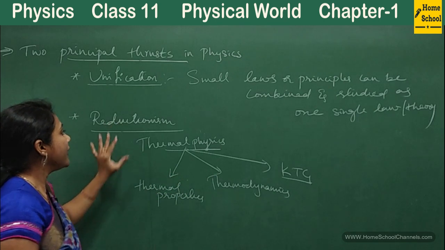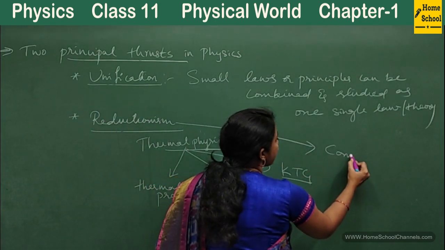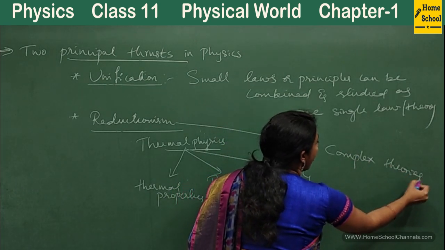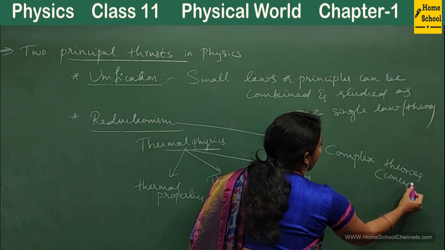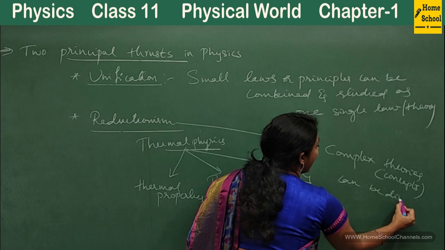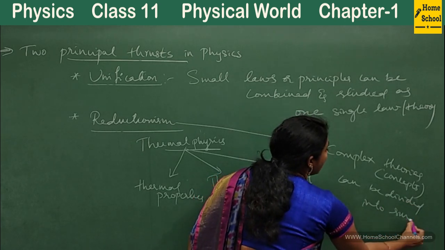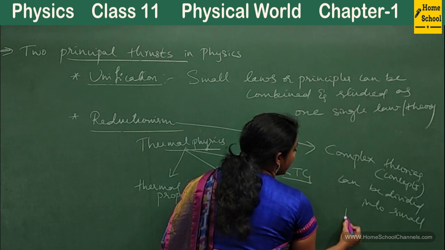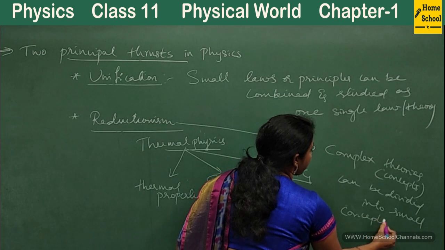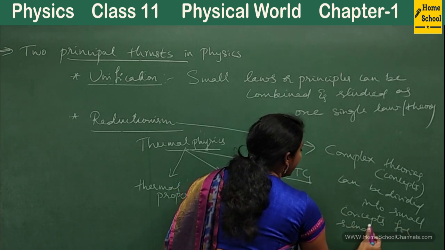So what is the definition I can give for reductionism? Complex theories or concepts can be divided into small theories, can be divided into small concepts for study. That is called reductionism.